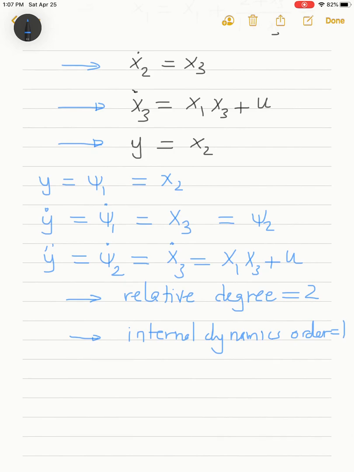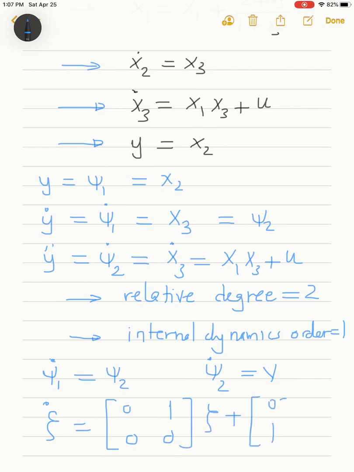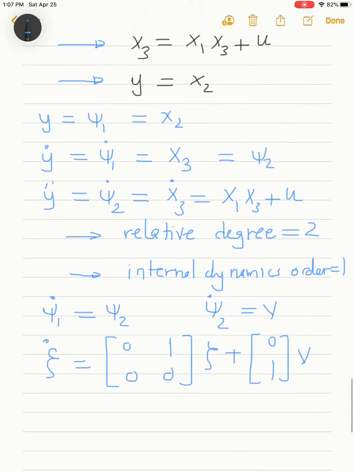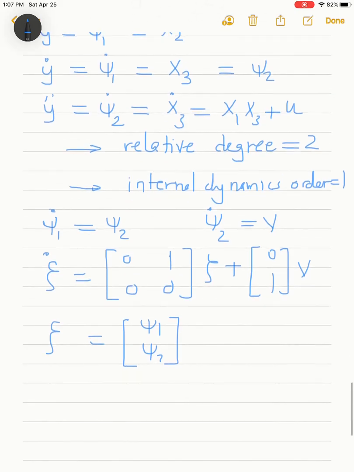So we have here psi 1 dot equals psi 2, and psi 2 dot we'll take it as v. So we can write the equation for zeta dot as [0 1; 0 0] times zeta plus [0; 1] times v. Here we define zeta as psi 1 and psi 2. We can go on to find the internal dynamics of the system.